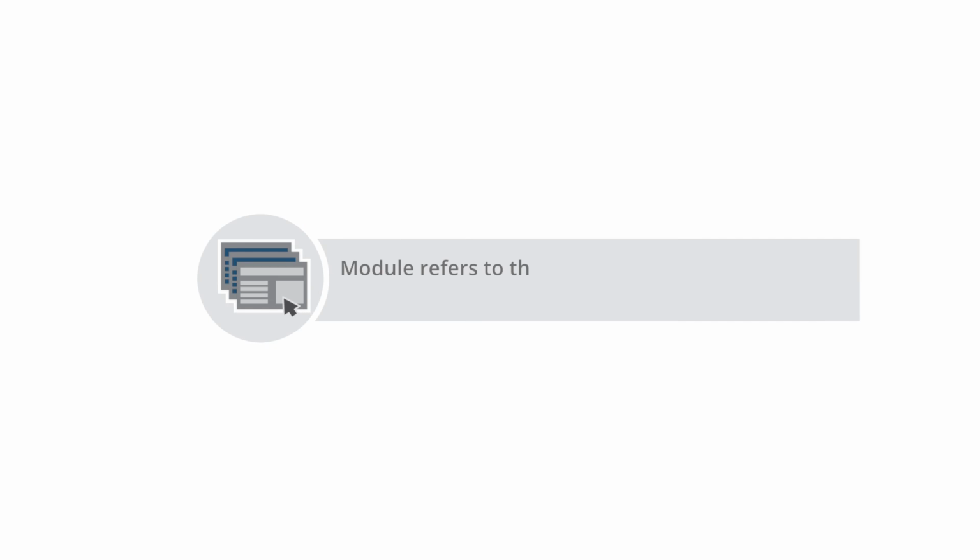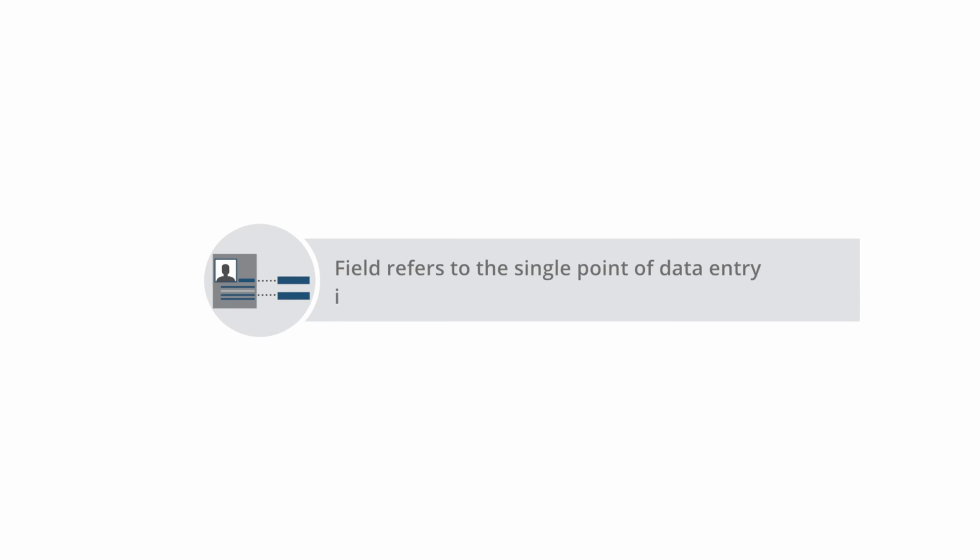A module refers to the tabs across the top in Zoho CRM. These modules, for example, include leads, contacts, accounts, and potentials. A field inside the module refers to a single point of data entry. Examples of fields you will see in our system include last name, first name, phone number, or email. You may add your own custom fields in Zoho CRM.